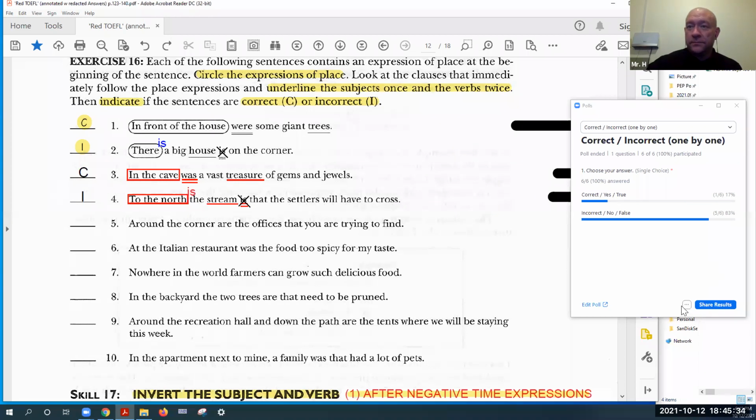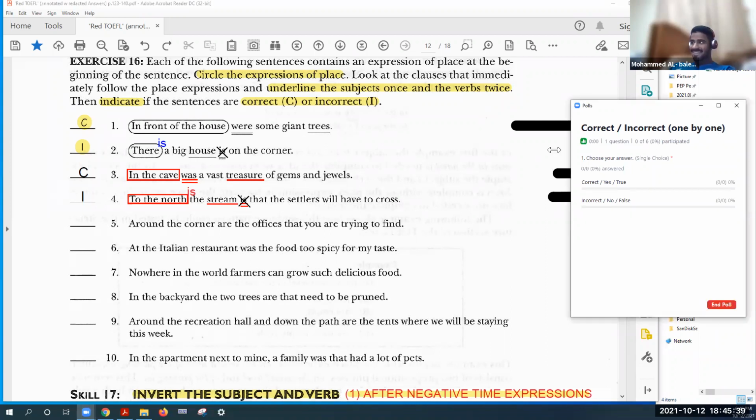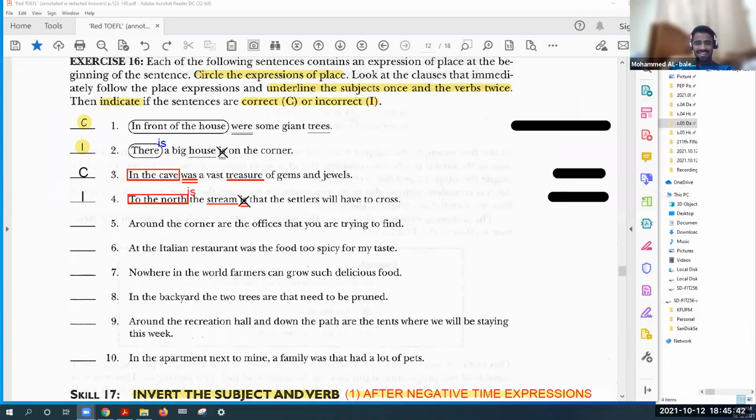Okay, let's try another one, guys. Number 5. Go ahead. 30 seconds, guys. 5, 4, 3, 2, 1, and 0.